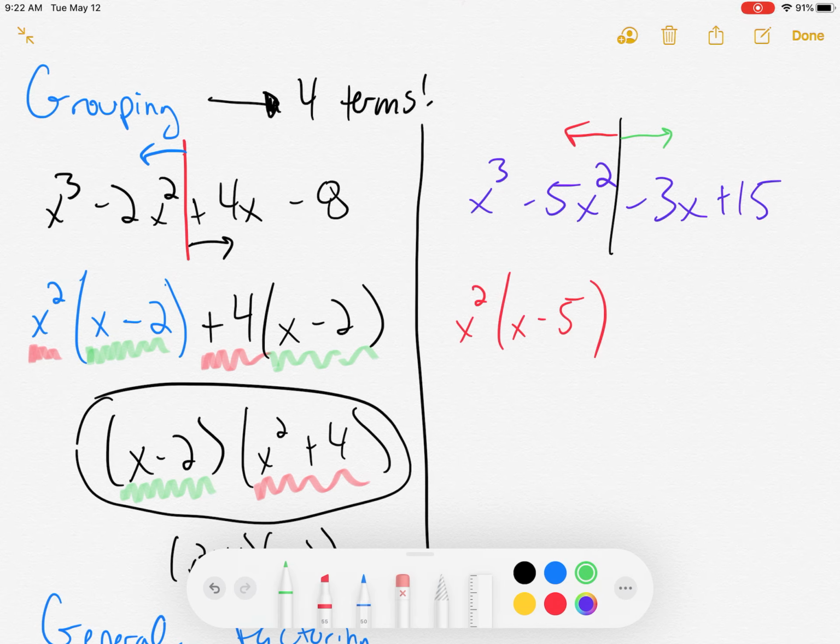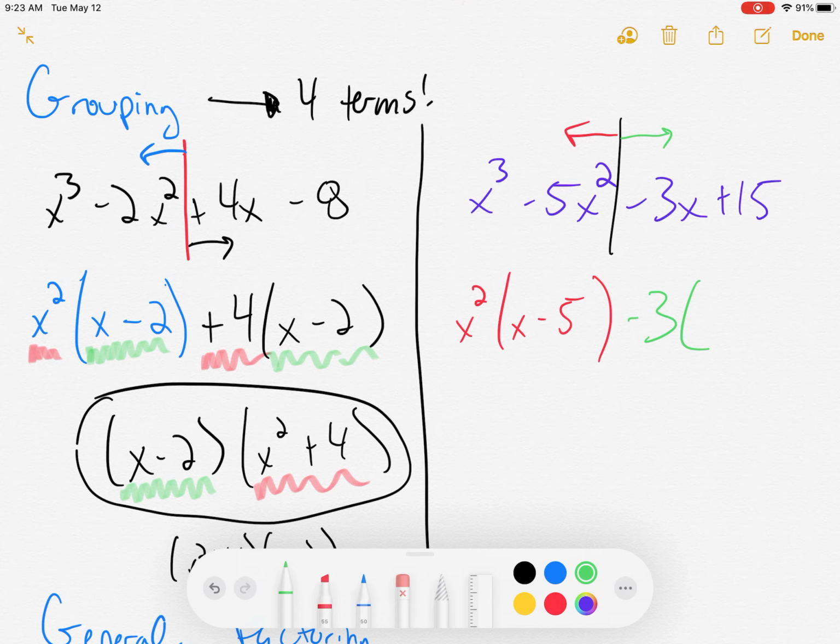Negative 3x and 15. Now, a common mistake here is to say, well, I can take out a positive 3, and then I would get negative x plus 5. But again, these two things need to be the exact same, and they're not. This one is positive negative, this one's negative positive. So instead of taking out a positive 3, I can take out a negative 3 on the right side.